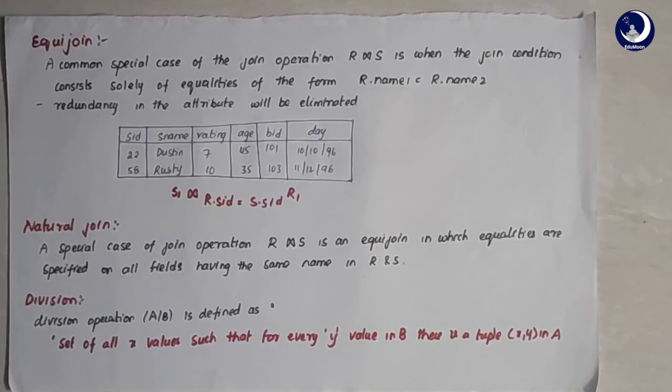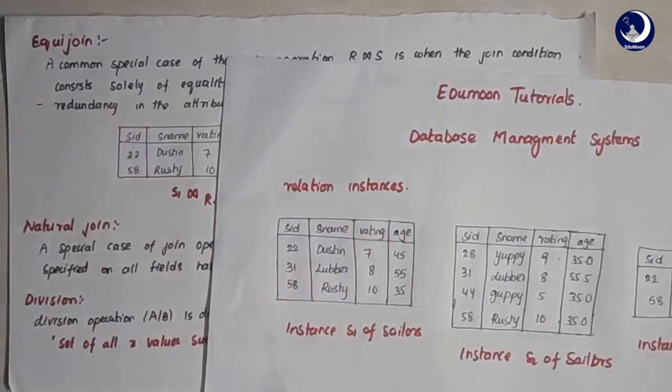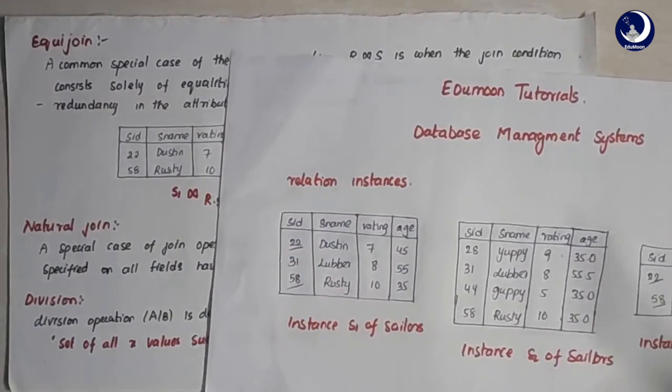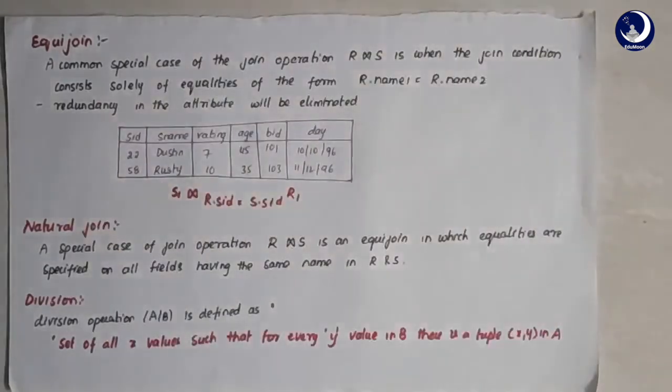Here are the example S1 and R1. We are applying equijoin on S1 and R1, where the equi condition is R1.SID is equal to S1.SID. That is the only column we have, right? From the relation tables and instances that we had before, what are the common columns we have? Of course, 22 and 58. So these are the rows that we are going to have in our resultant also, right?